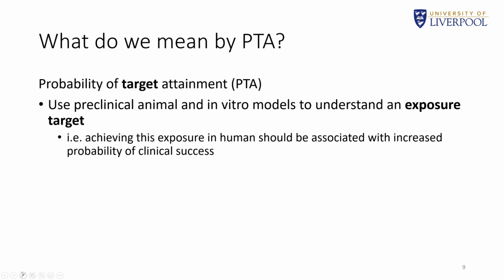So I want to start off by focusing on what we mean by PTA, and I'll break this down. First, let's start off talking about the target in probability of target attainment. In antimicrobial drug development especially, we use preclinical animal and in vitro models to understand an exposure target. So we believe that by achieving this exposure in humans, this should be associated with an increased probability of clinical success.